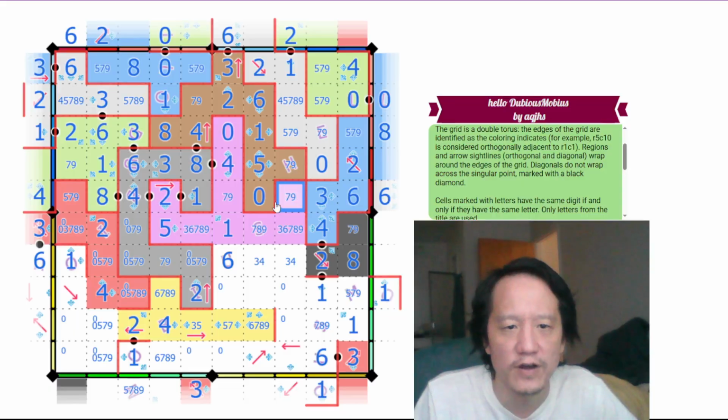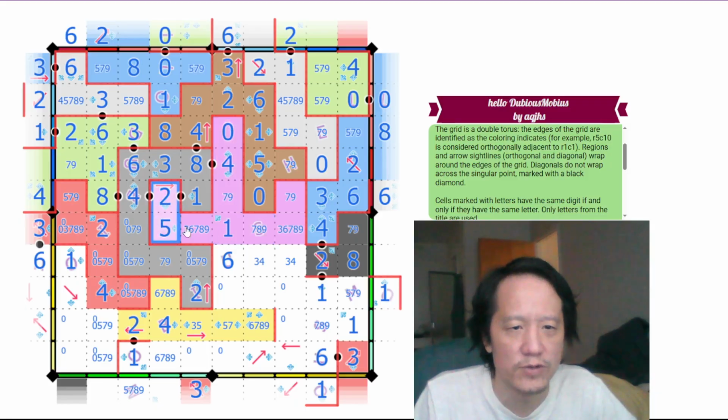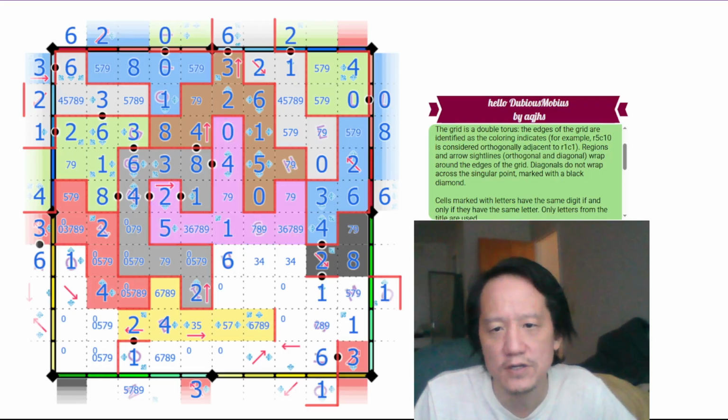This can't be 5 because of the 5 in the pink region. That makes a 7, 9 pair in the pink region, which eliminates 7, 9 in the rest of that region. Actually, I think this is full, right? 1, 2, 3, 4, 5, 6, 7, 8, 9, 10. Yes. So the pink region's all done.